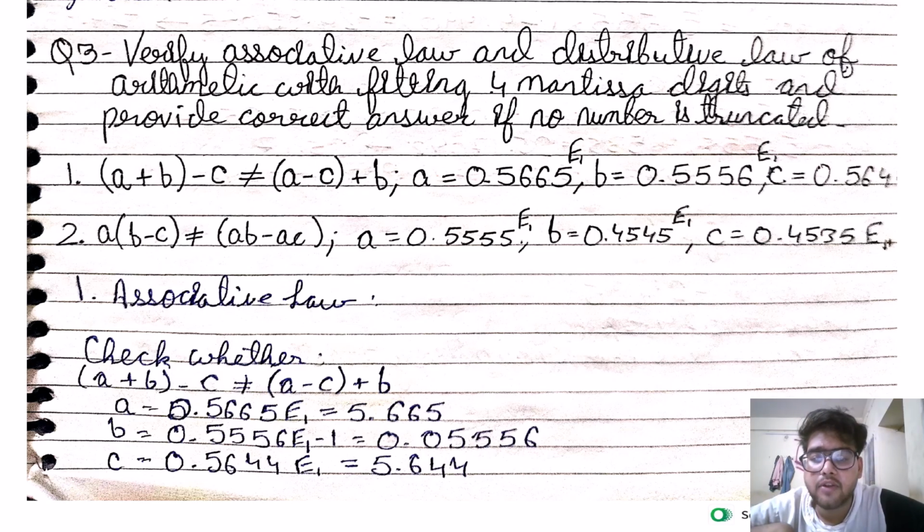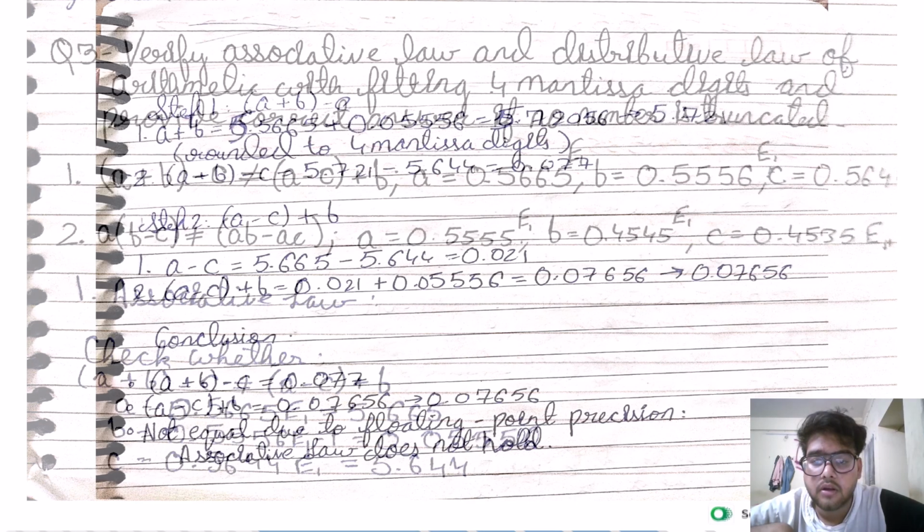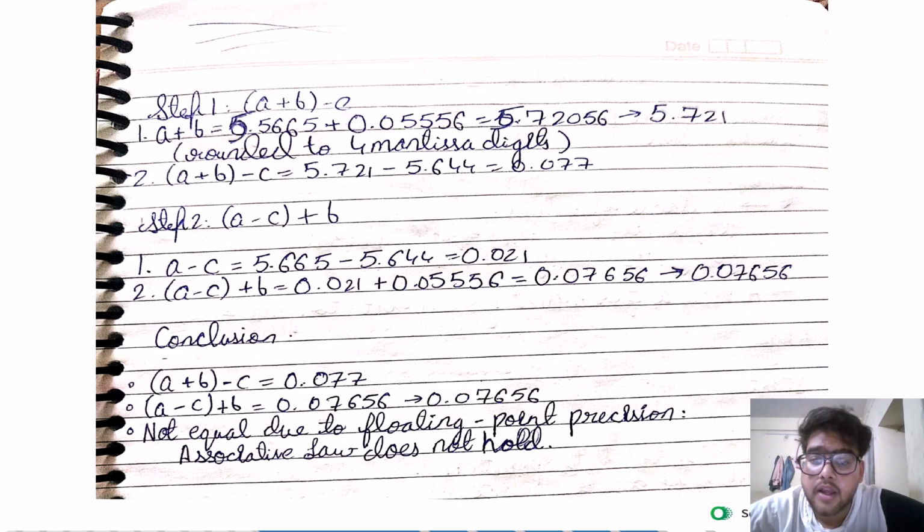So first we will have the values of a, b and c after doing the exponential problems. Next, step 1: (a plus b) minus c. We will check a plus b. We already have the values of a and b, and after getting the value of a plus b we will round it off to 4 mantissa digits, and in the next step we will subtract c from a plus b. And this is the value we are having.